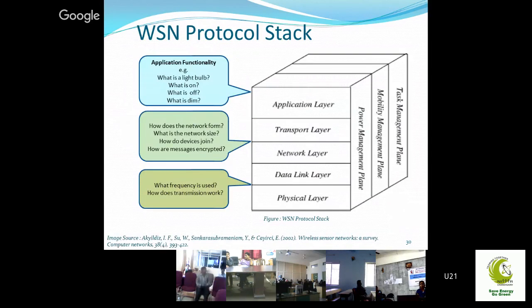If we talk about the wireless sensor network protocol stack, it looks similar to the OSI stack. However, you can see three planes: the power management plane, mobility management plane, and task management plane. So what does it mean? It shows that we are supposed to consider power management, mobility management, as well as task management under all the different layers of our model.